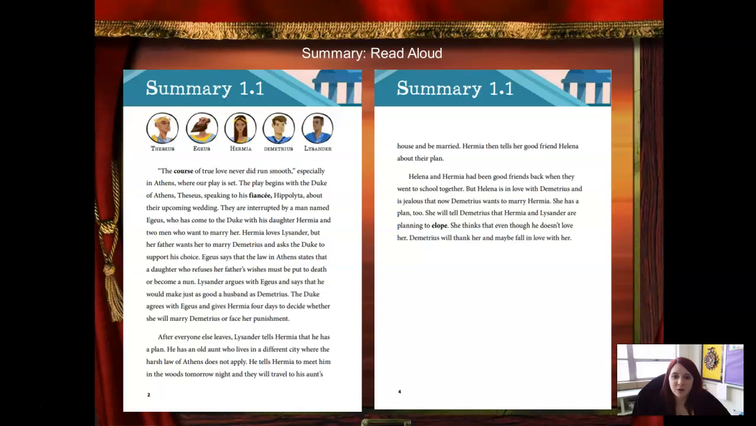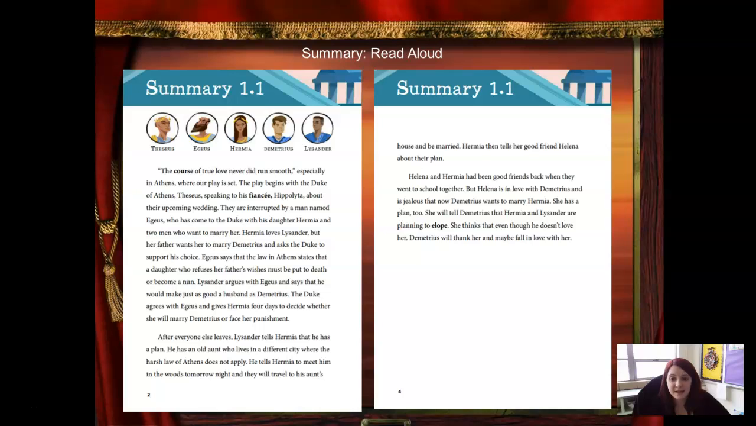So we have 5 characters in this scene. We have Theseus, Aegeus, Hermia, Demetrius, and Lysander. The course of true love never did run smooth, especially in Athens, where our play is set. The play begins with the Duke of Athens, Theseus, speaking to his fiancée, Hippolyta, about their upcoming wedding. They are interrupted by a man named Aegeus, who has come to the Duke with his daughter Hermia and 2 men who want to marry her.